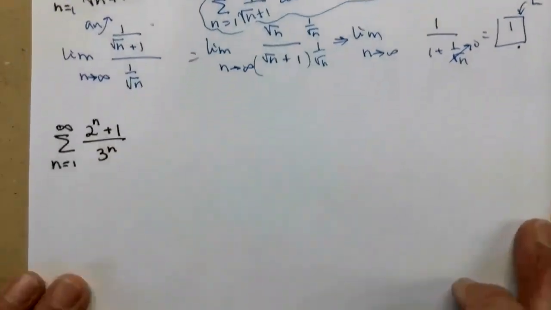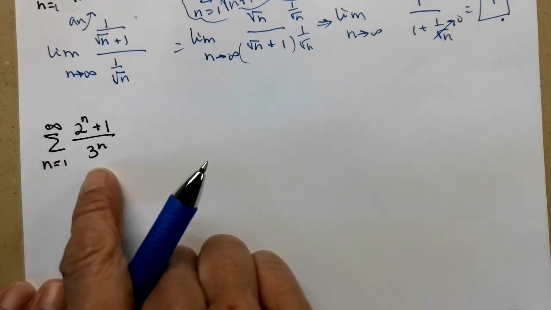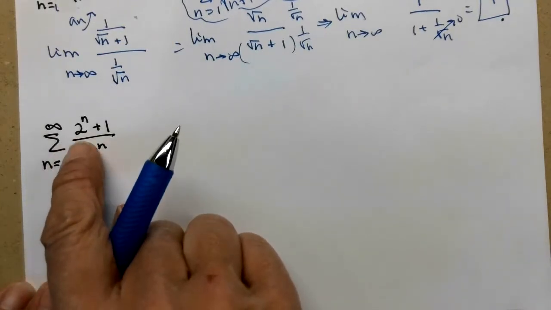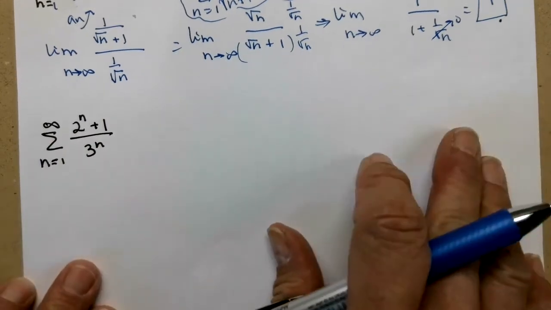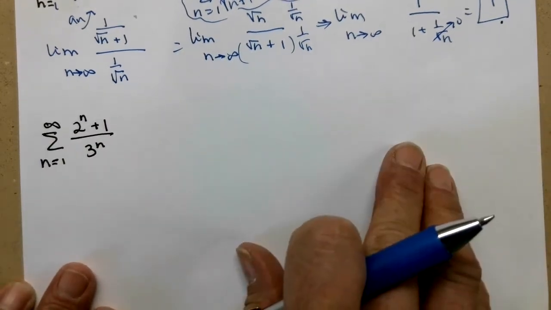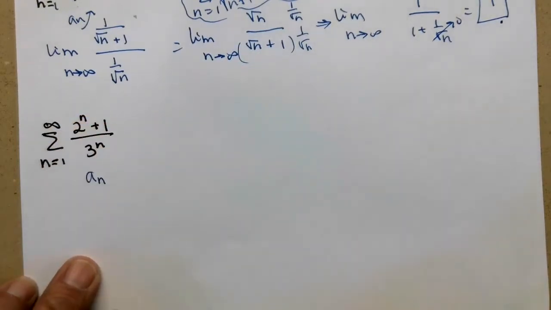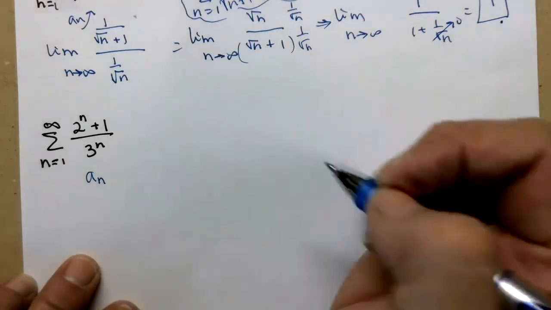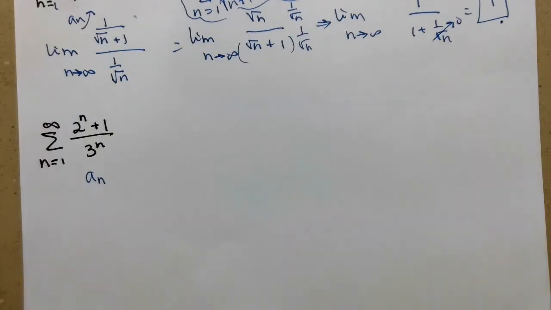Okay, let's try one more, last one. So I have the series n from 1 to infinity, 2 to the n plus 1 over 3 to the n. We're using this limit comparison test. So this is my a sub n. I'm going to come up with a b sub n that we know something about. They should give you kind of a flavor. What does this feel like?